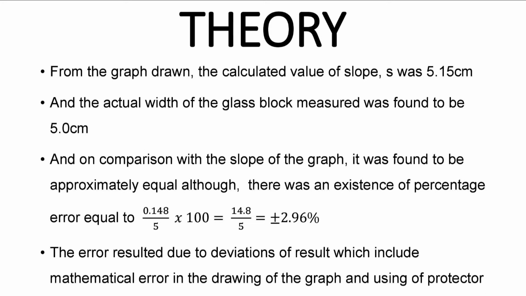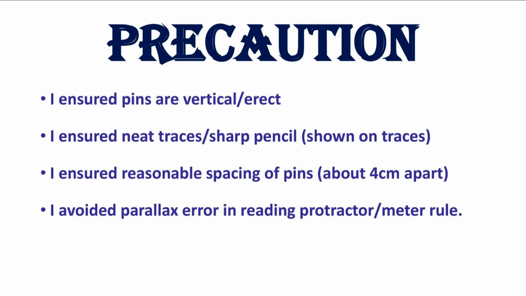Then finally, as we begin to wrap up, there are some precautions that we took in conducting this experiment. One of them was that we ensured the pins were vertically erect. I told you this while we were conducting the experiment. We also ensured neat traces. The pencils must be sharp while we were drawing our traces, and then we ensured reasonable spacing of the pin. Actually, standard spacing of the pin should be about 4 cm apart, and then avoid parallax error in reading the protractor and the meter rule, the half meter rule that was given to you.